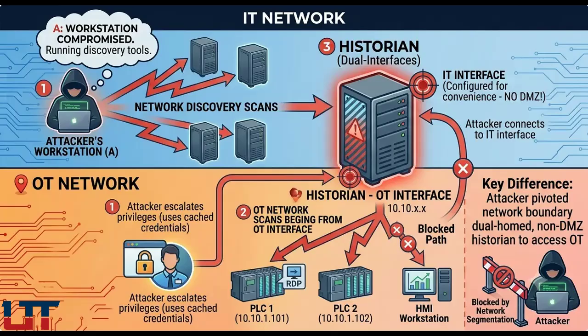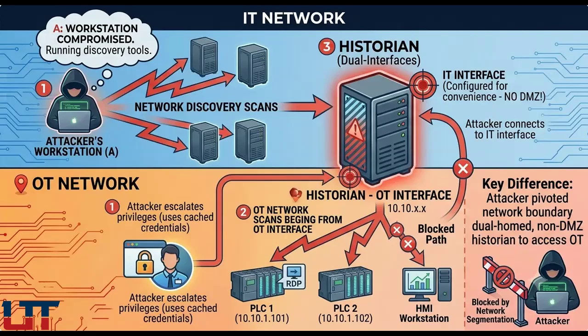They find a historian server with two IP addresses, one on the IT network and one in the 10.10.x.x range that looks like OT addressing. The historian was configured with a direct interface on both networks for convenience. It receives data from OT and makes it available to IT without going through a DMZ.